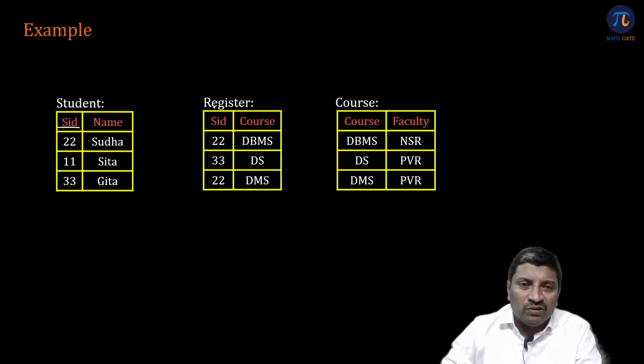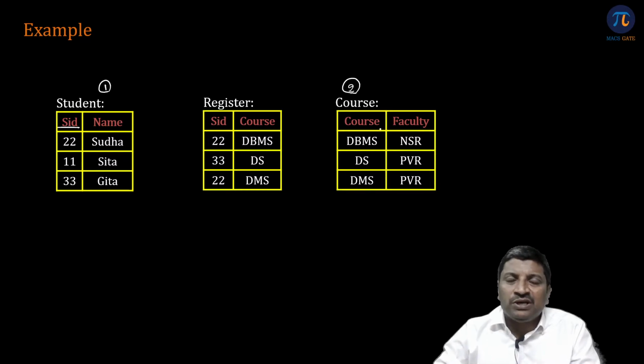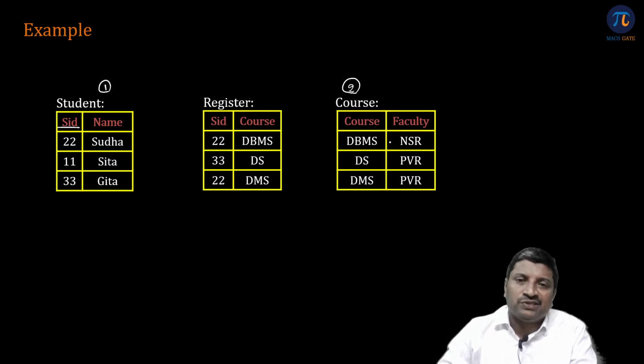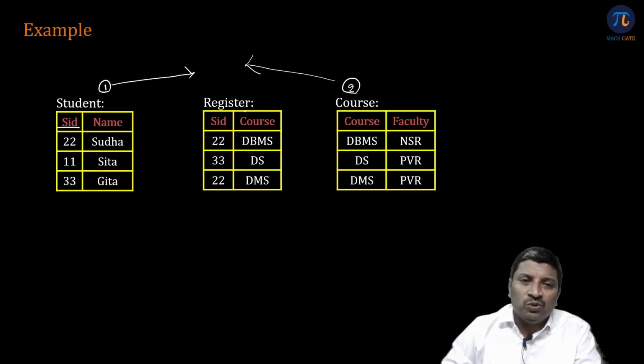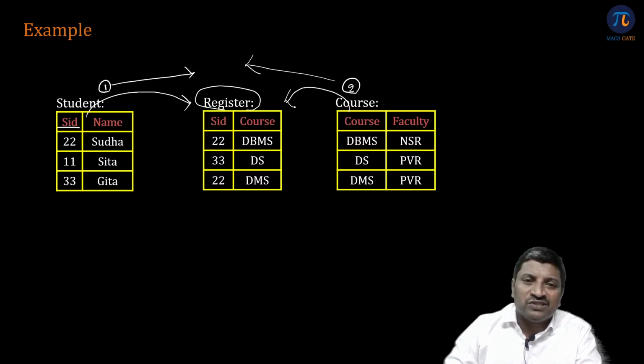Before going to register, this is my first table. This is the course table. What are the course names and who is the faculty teaching the particular course? We have DBMS, data structures, discrete mathematical structures, and the corresponding faculty names. Students will register for the courses. When a student registers for courses, I want to form a new relation by taking the primary key of the first table and the primary key of the second table.